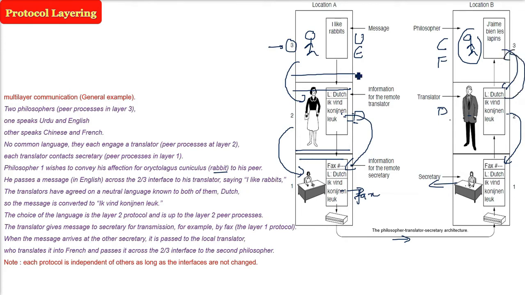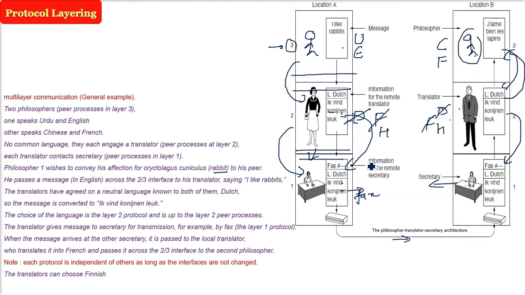So in this conversation, you can see that various parties are agreeing upon certain facts, and then finally the communication takes place. Each protocol is independent of another; only the interfaces are changed. For example, at layer 2 they are translating. They can change it into Finnish, Hebrew or Arabic. It doesn't matter, because finally it is layer 2 that decides what language they choose.